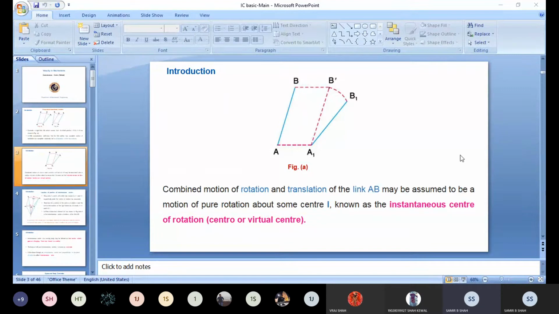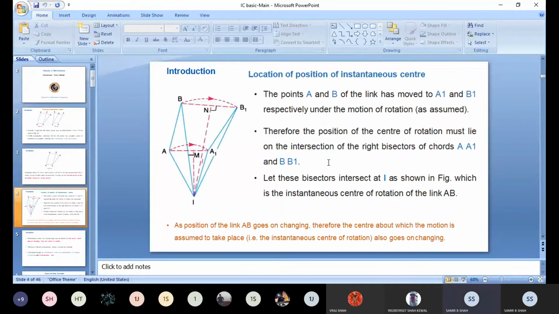when there are two motions, and we want to find the analysis of that motion, then it's difficult with the help of graphical methods. So at that time, we prefer to use the instantaneous center method. Okay.